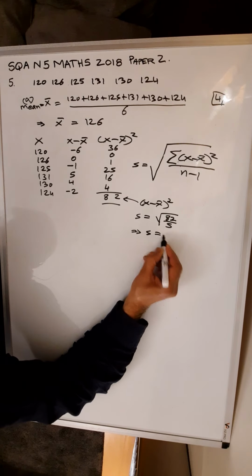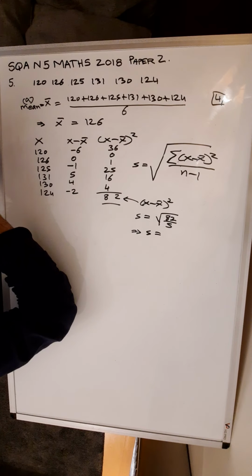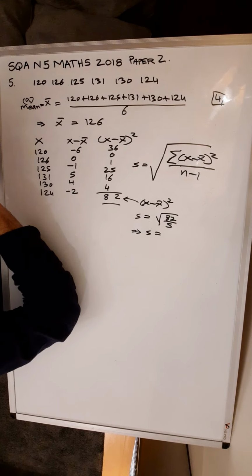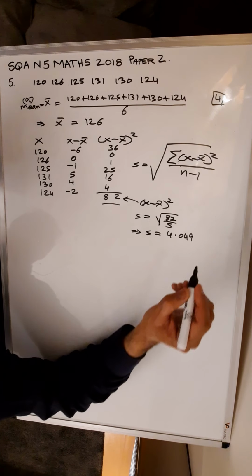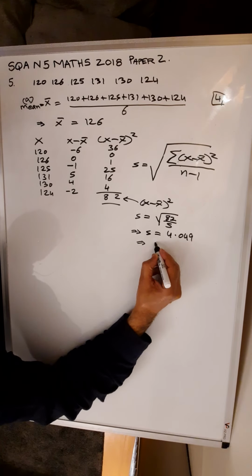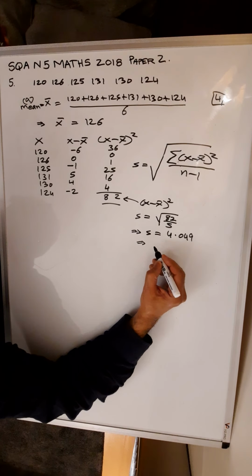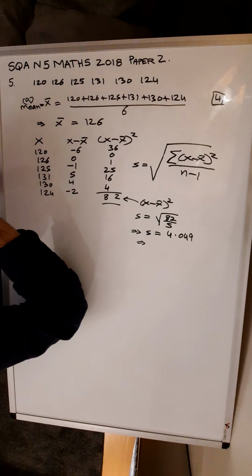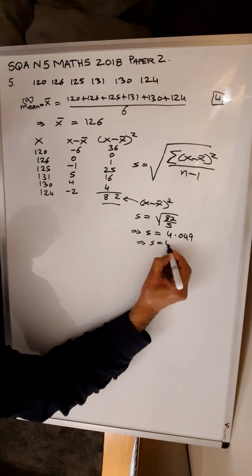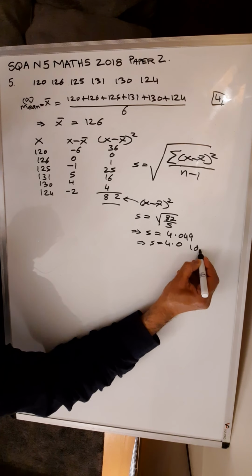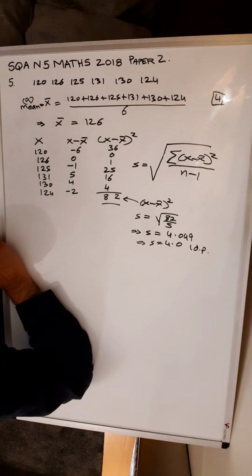Put that in your calculator: the square root of 82 divided by n minus 1, 6 minus 1, which is 5. That's giving you 4.049. You need to look at the numbers they've given you in part B. Those are to 1 decimal place, so the standard deviation is 4.0 to 1 decimal place. That is for 4 marks.